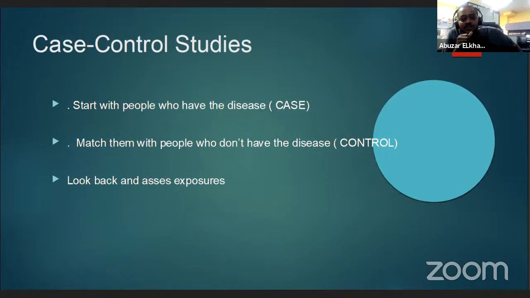The second type of analytic observational study is the case control study. A case control study starts with people who have the disease, and we call them cases, meaning they already have the outcome, and we compare them with a control group that does not have the outcome, and we look backward in time to find any exposure that might have happened in the past. So a case control study is a retrospective study.